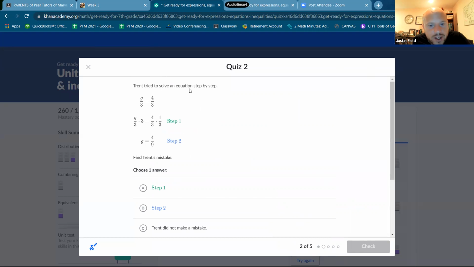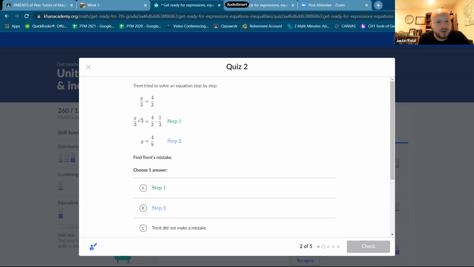Trent tried to solve an equation step by step. Okay, Trent, find his mistake. Or maybe he didn't make one. Okay, so first I see a fraction equal to a fraction. And now let's look at what he did.